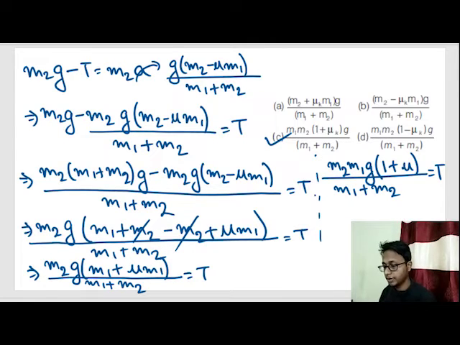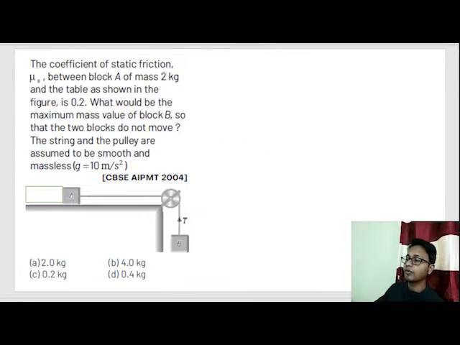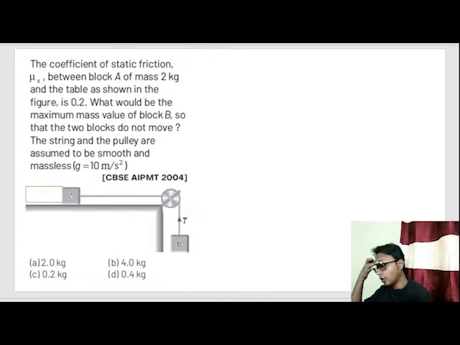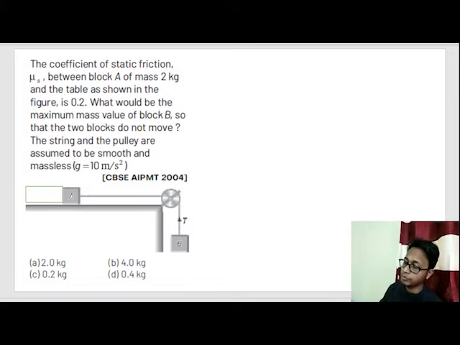Now let us do the next question. The coefficient of static friction mu s between block A of mass 2 kg and the table is as shown in the figure. What would be the maximum value of block B so that the two blocks do not move? The string and the pulley are assumed to be smooth and massless. This string is smooth and massless. What would be the maximum value of block B?